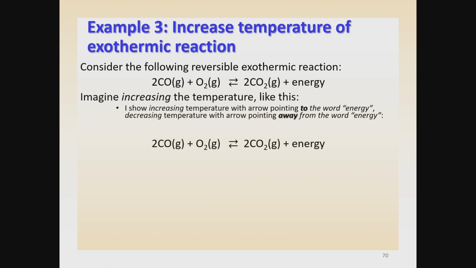So we might ask ourselves this question. Imagine increasing the temperature like this. And so here I have this, again, exothermic reaction, and now I'm increasing the energy.